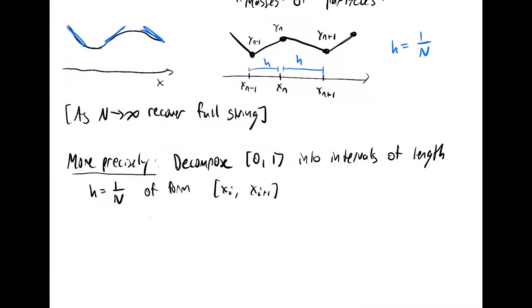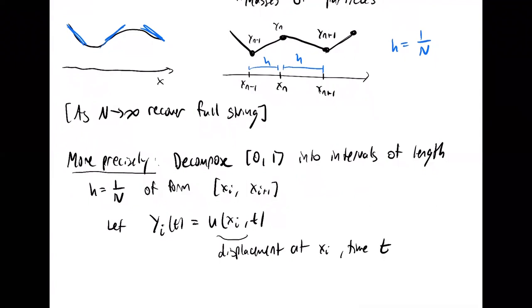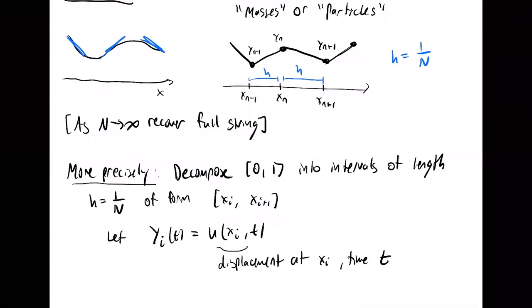And so I'm also going to let y_i, which I'm going to view as this particle, depend on t. It's just going to equal my function, or the displacement, u, at point x_i in time t. So this is the displacement at x_i and time t, exactly as we defined u before, but now we've discretized it and we're only looking at finitely many points instead of the whole interval. Just somewhat simplifying it.